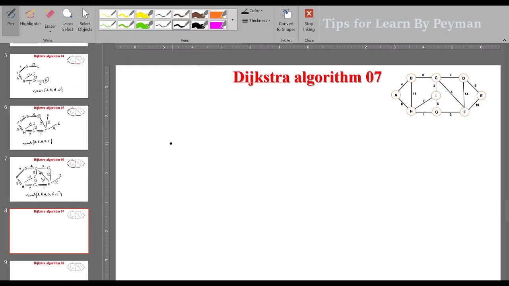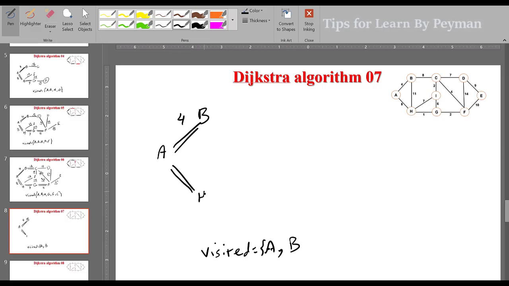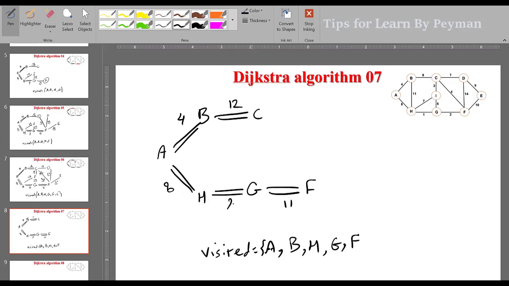Yeah, let me draw it. So we have A here, we visited the A. Okay, we open B with value 4, then we open H with value 8, then we open G with value 9, then F with value 11, after that we open C with value 12, okay, and then we open the I with the value of 14. Okay, then we visit this.